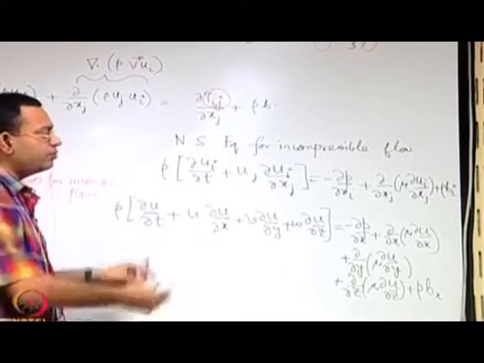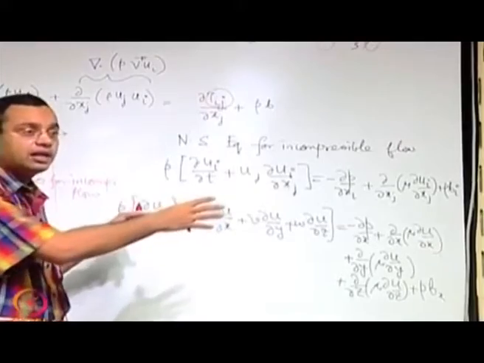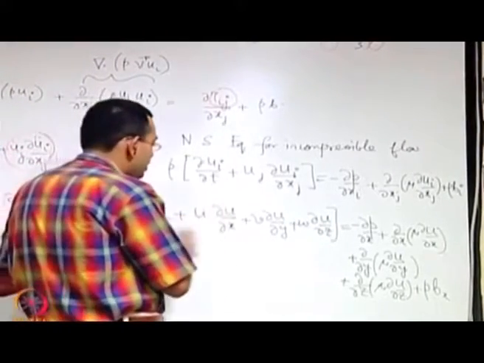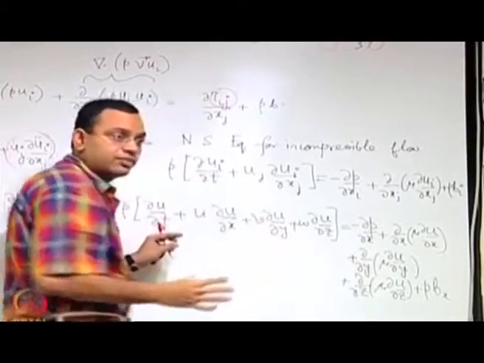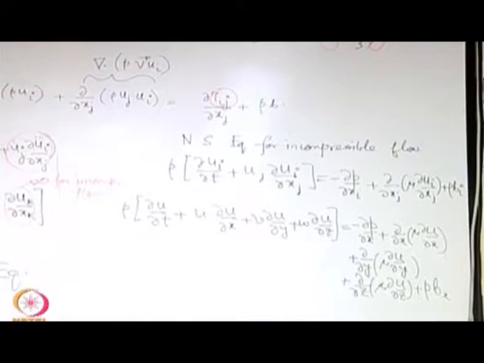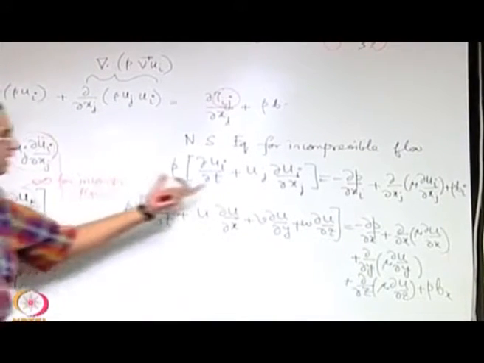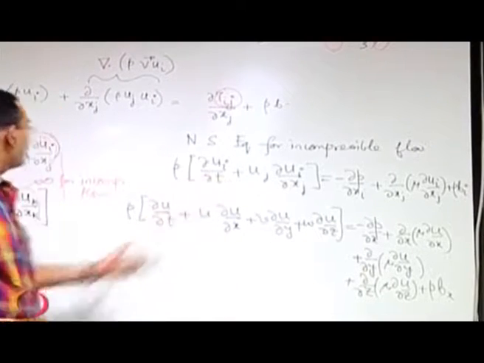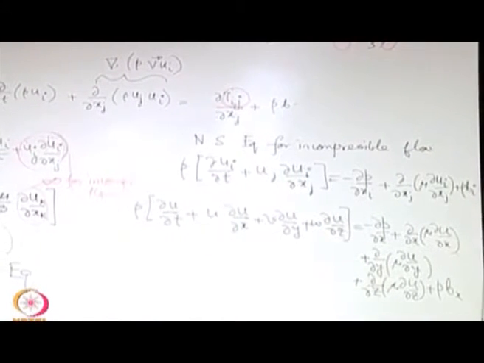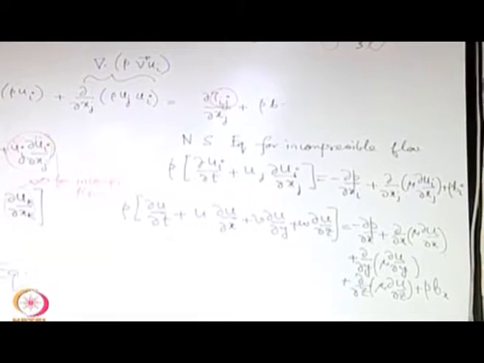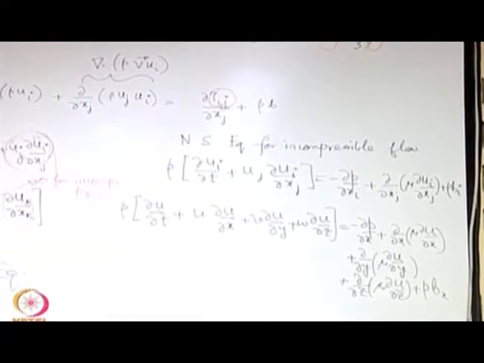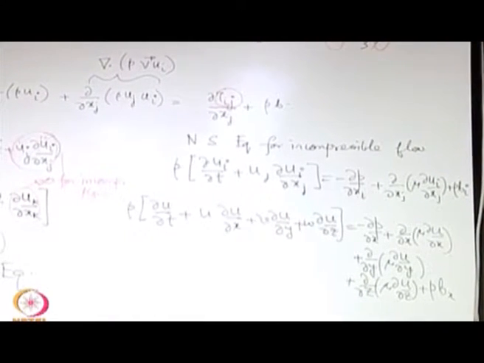This expanded form is often useful if you are solving it analytically, because you are interested to get a full feel of the terms. So if you see that, what do these terms indicate? Left hand side is like what? When you are writing rho into capital D dt of ui, rho is mass per unit volume and this is acceleration of flow.